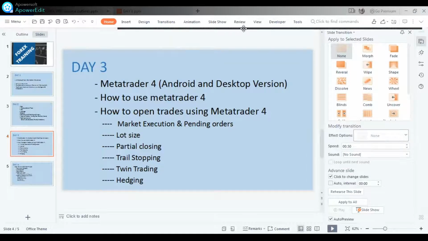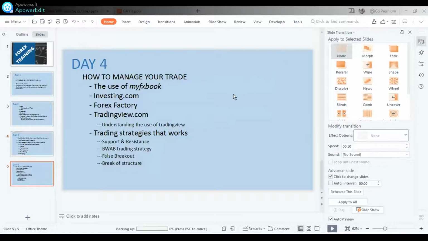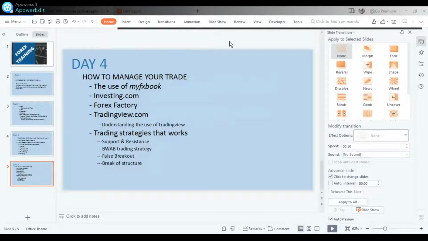Now, day four. We'll look into the use of MyFXBook, Investing.com, Forex Factory, TradingView. Then trading strategy that works. Are you with me? Trading strategy that works. We'll look into that by the special grace of God. So let me commence immediately because of time.